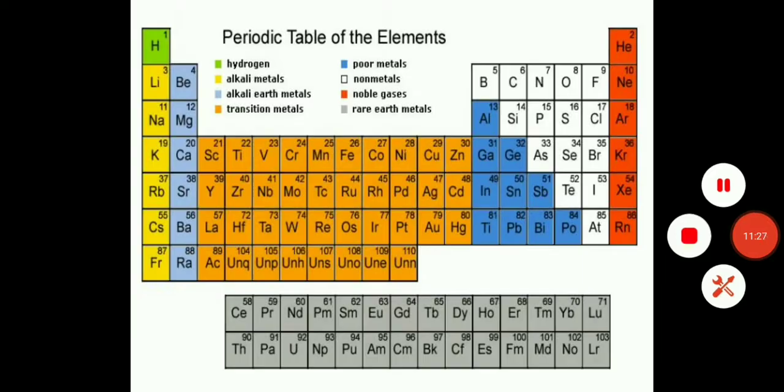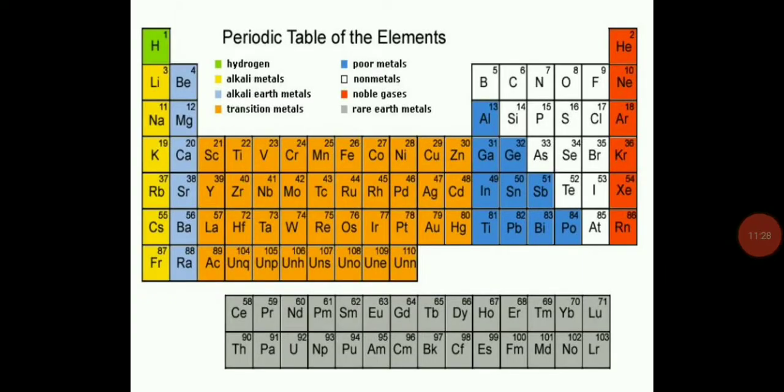Okay children, so this was the modern periodic table of elements. In the next video we are going to see the properties of these elements.